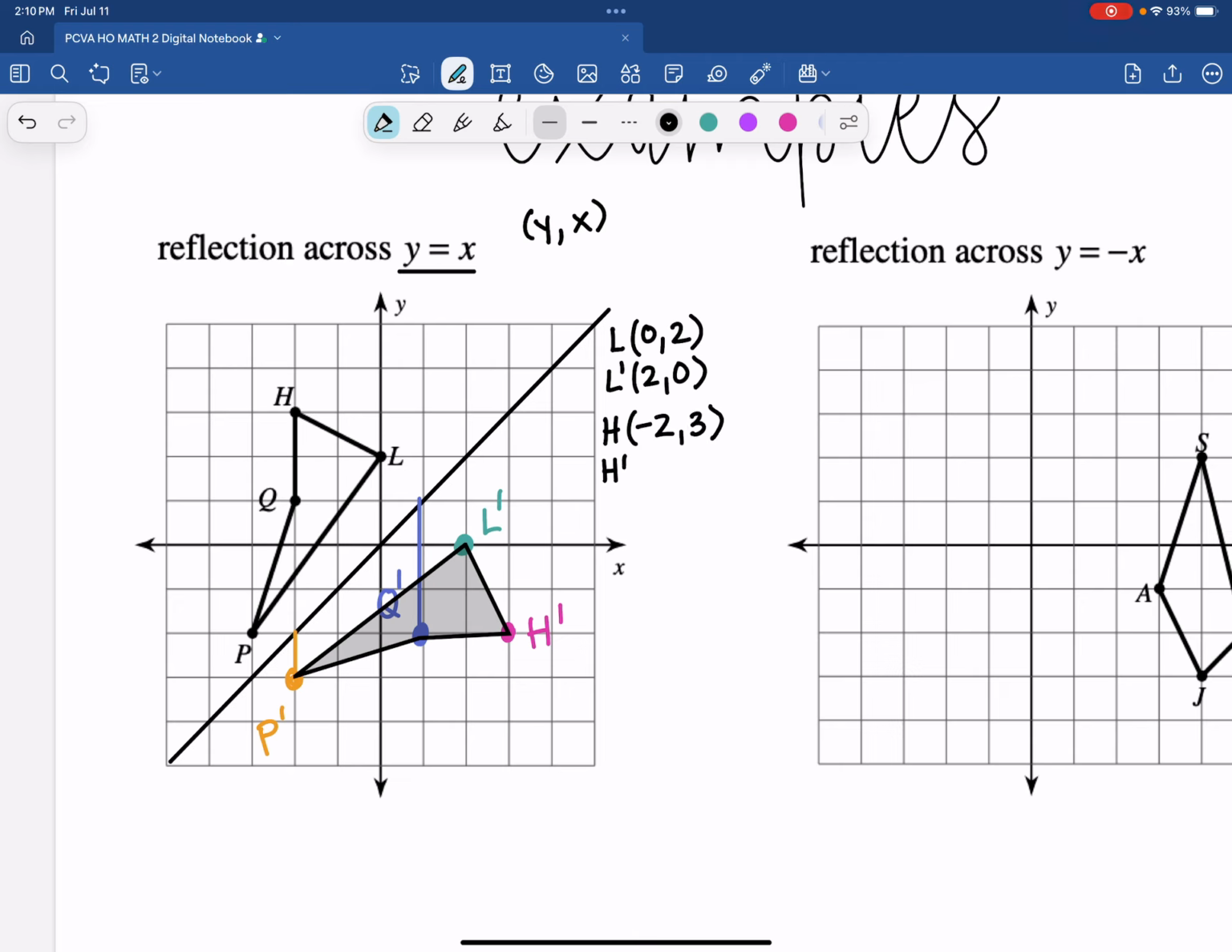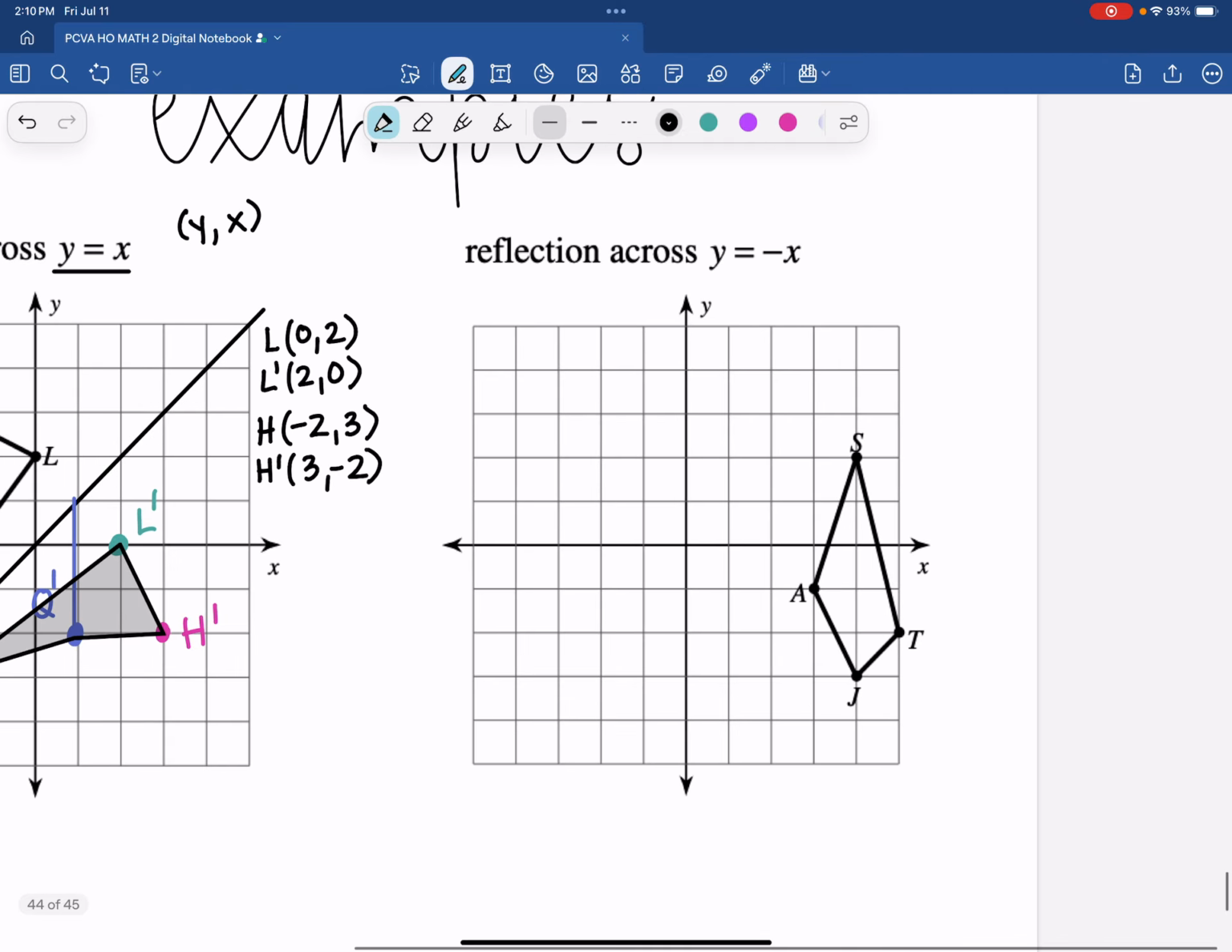So H prime would be located at 3, -2, because all we're doing is switching that X and Y value. And we can see that H is located at 3, -2. So I could keep doing that same rule. Just like the rule for Y equals -X, you flip the X and the Y and then you change the sign. However, that isn't always going to happen, because those are very specific lines, Y equals X and Y equals -X. There's a rule for it, but if it's not those, then you would have to do the horizontal and vertical distance there. So Y equals -X, that's going to go through those points.